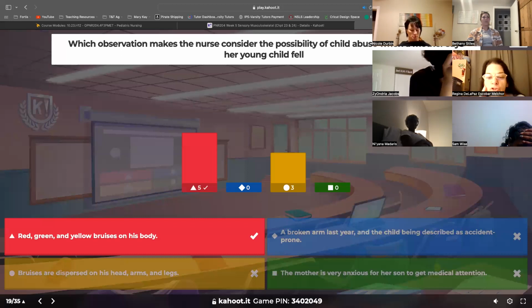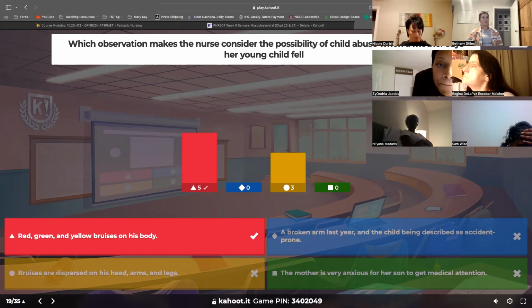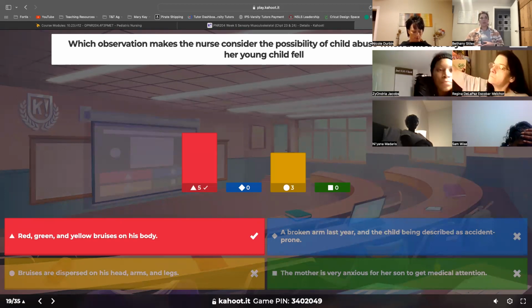What's going to be a red flag for child abuse when a mom comes in saying that their child fell? That's going to be those multiple stages of bruise healing. So those red, green, yellow bruises on their body.